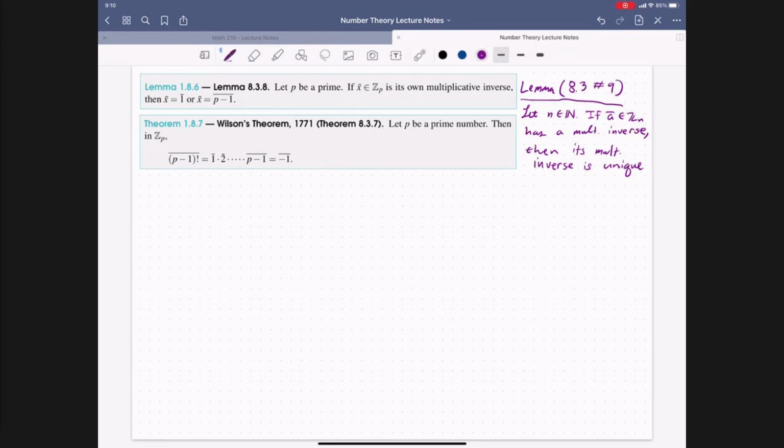So first, let p equal 2. So if we let p equal 2, then we have 2 minus 1 factorial, which is just going to be 1 factorial, which is just 1. But 1, if we're looking at modulo 2, that's the same as negative 1. So 1 is going to be congruent to negative 1 mod 2. And so we have this, so we are done. And so now we consider the rest of the primes.